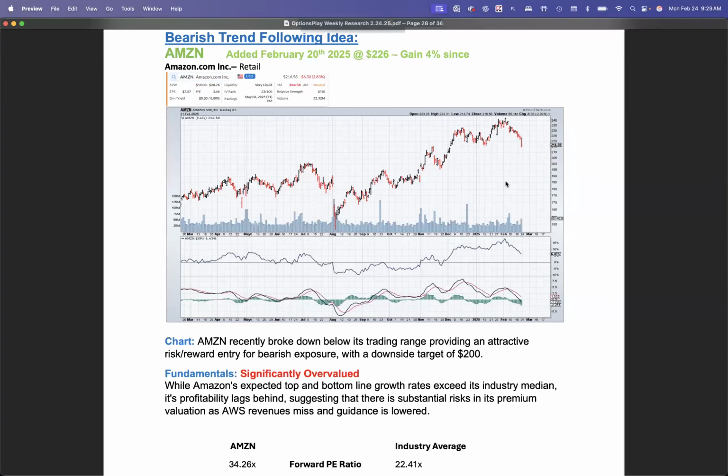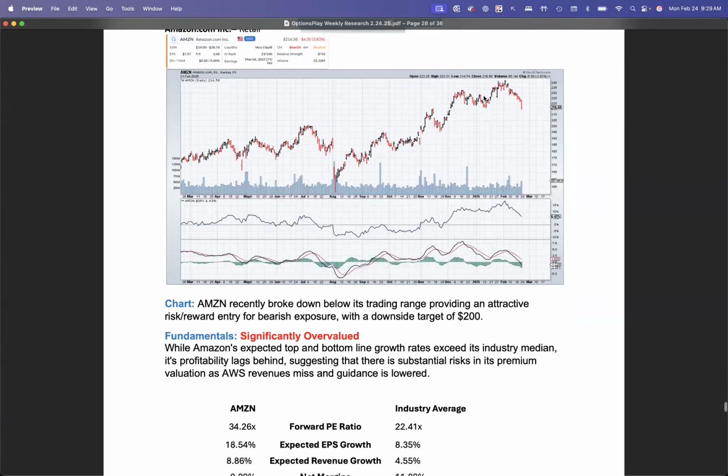Amazon, this was a bearish trade that we added last week. Amazon is starting to show some weakness in the stock, as you can see, as it started to test this 225 support level. It recently has been underperforming the S&P 500 as it tests these support levels.